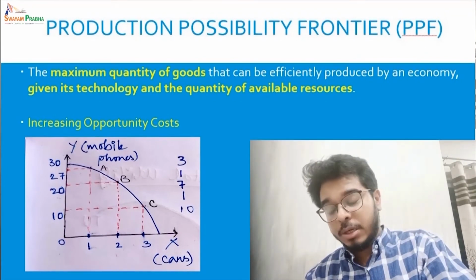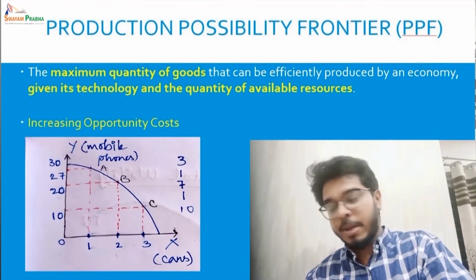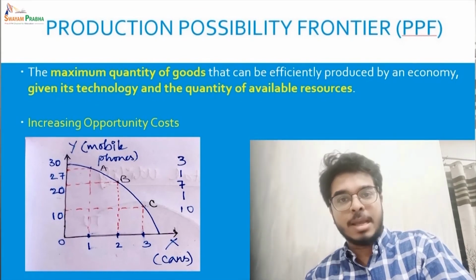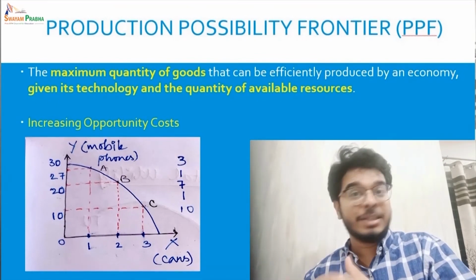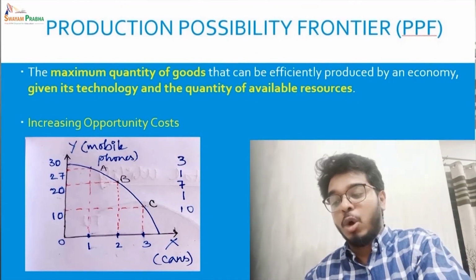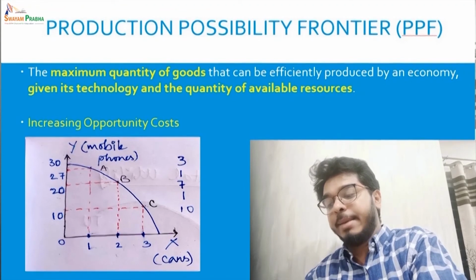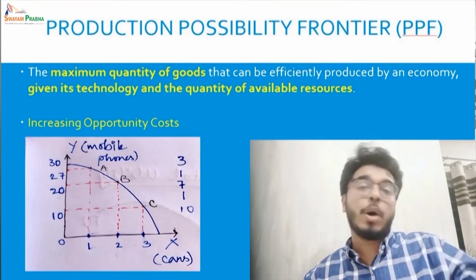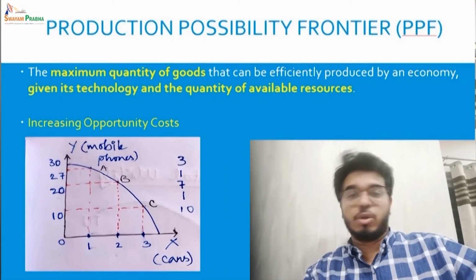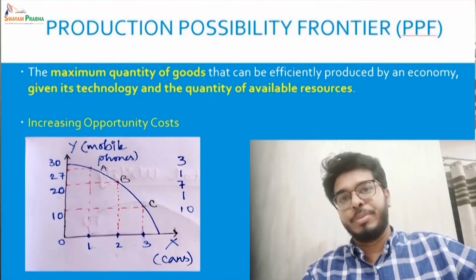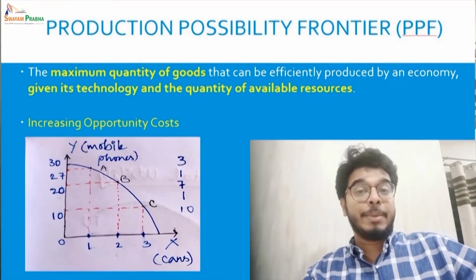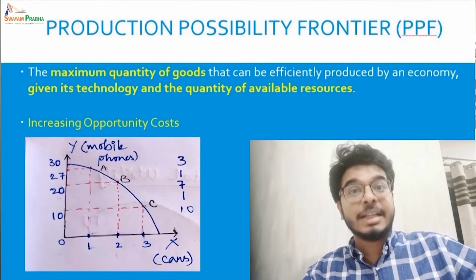If I am producing one car, I am producing 27 mobile phones. If I am producing two cars, I am producing 20. If I am producing three cars, I am producing 10 mobile phones. So these are different combinations, right? On different points A, B, and C. We have three different points and we have different combinations. Now whatever would be best, we do not know, so the economic agent has to decide which combination they will produce. But when I am talking about the opportunity cost, let us see here.